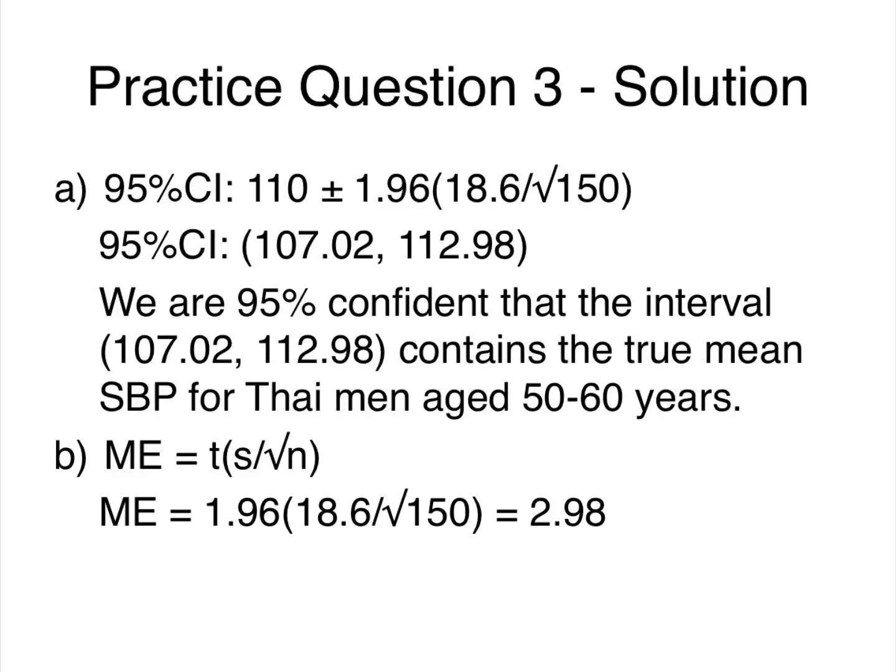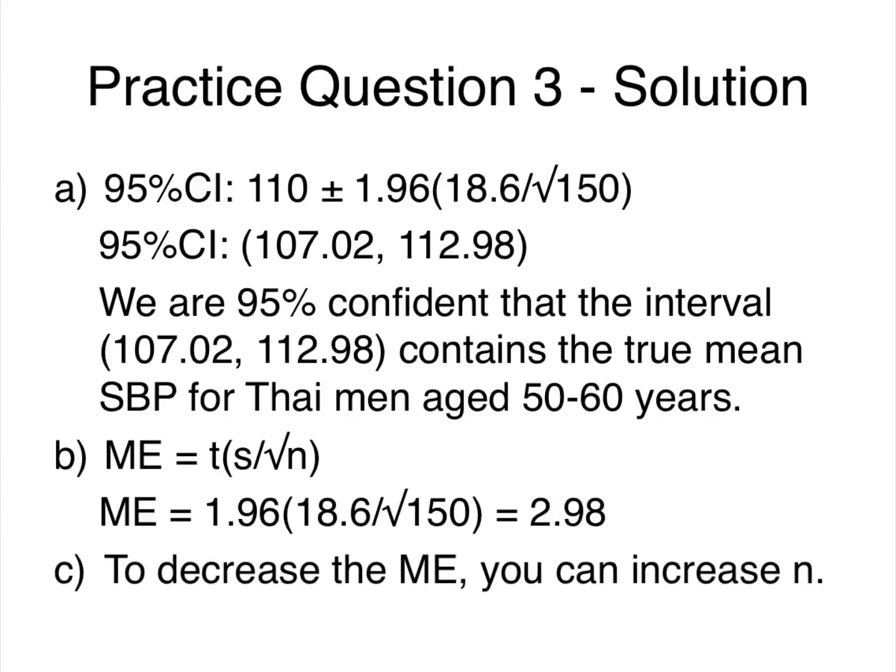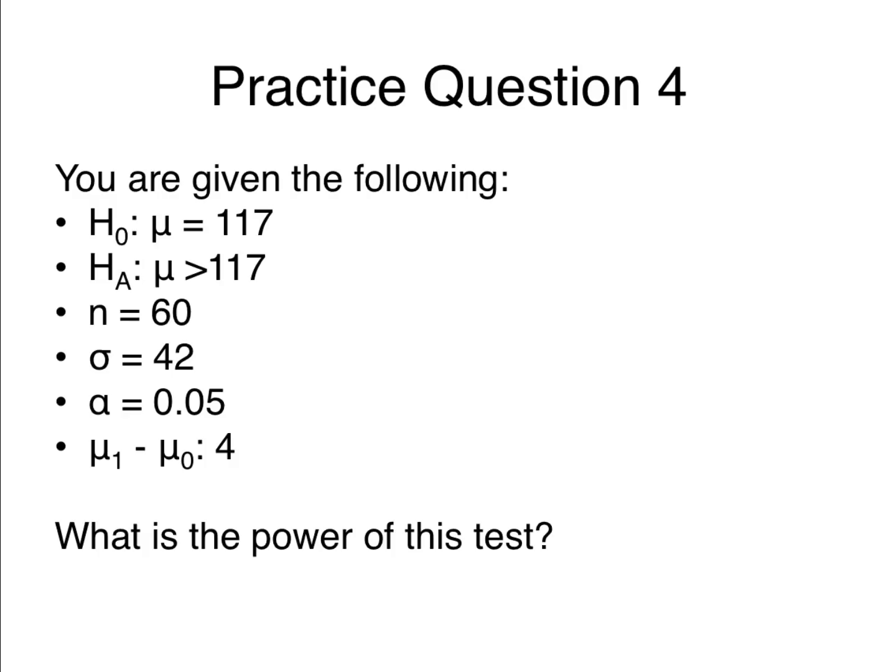But decreasing the level of confidence isn't a good option because we'll be less confident that our interval contains the true mean. And decreasing the sample standard deviation is pretty much impossible. So the sample size is the thing that we have the most control over. So the main thing we can do to decrease our margin of error and decrease our confidence intervals is to increase our sample size. So you're given the following information.